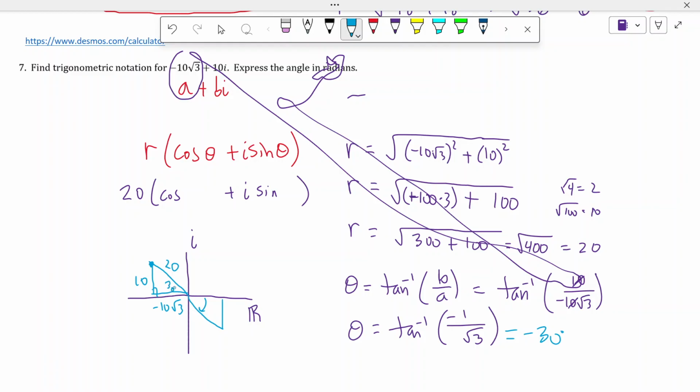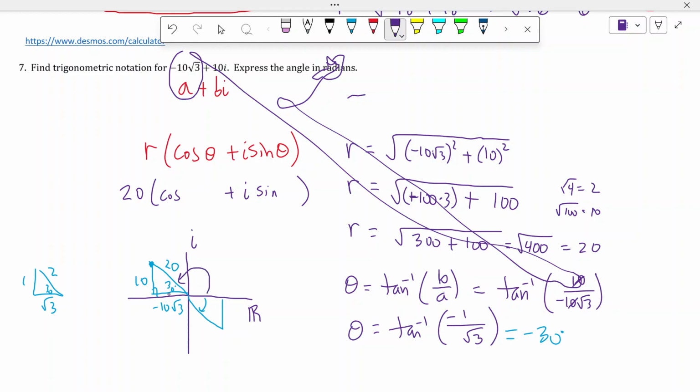In fact, maybe you recognize this as being a 30 degree. This is a 1, 2, square root 3. It's 10, 20, 10 root 3. This is just 10 times bigger from our normal 1, 2, square root 3 triangle, which is 30 degrees right here. But we can't say the answer is negative 30, or it would be in quadrant 4, but that's not what we have. So we actually have to bump it to here.